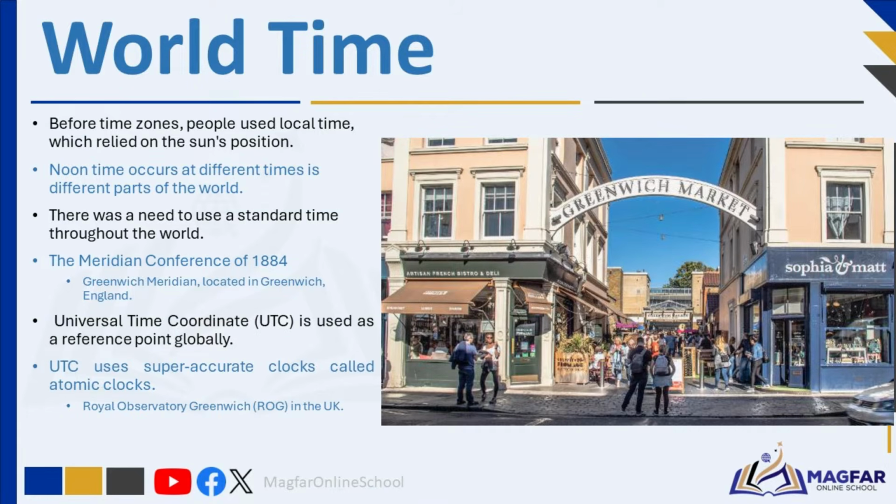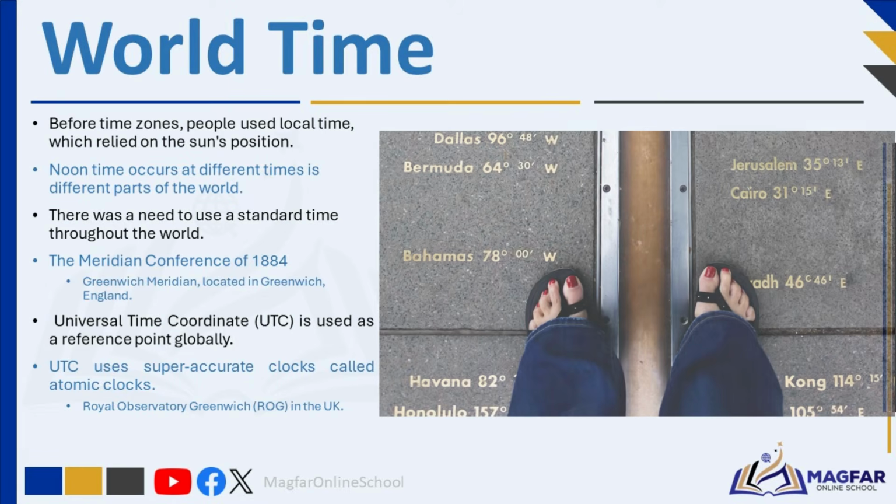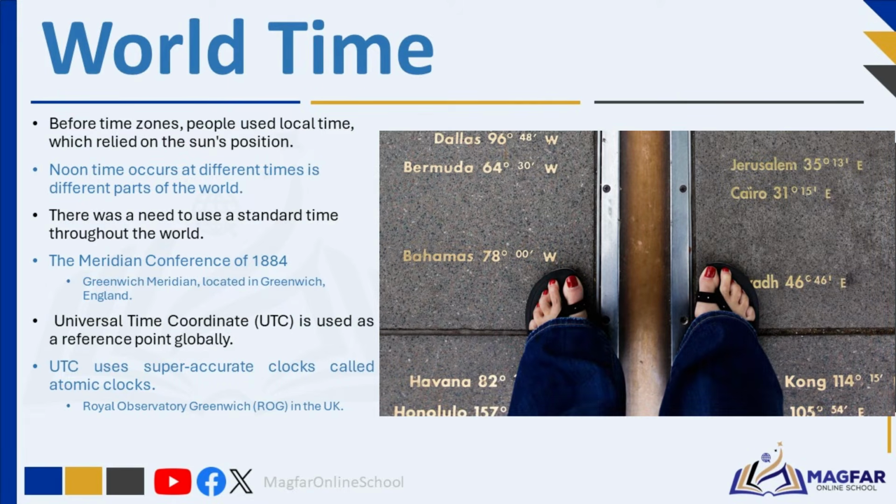Universal Time Coordinate is used as a reference point globally. UTC, the Universal Time Coordinate, is at 0 degrees and all time is set from this point. It crosses through the village of Greenwich. It provides a baseline for coordinating activities across different regions. It helps in standardizing international communication, travel, and commerce.